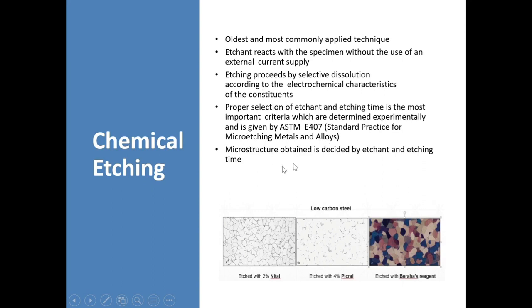Here in this chemical etching process, you just apply the reagent on the surface of the specimen. It will directly reveal the orientation of grains. No extra power supply or current supply is required in this process. The microstructure obtained is decided by the etchant and etching time. So in low carbon steel, these are the different types of etchants used: 2% nital, 4% picral, and etched with Beraha's reagent.